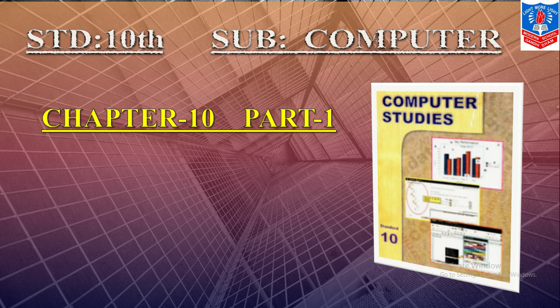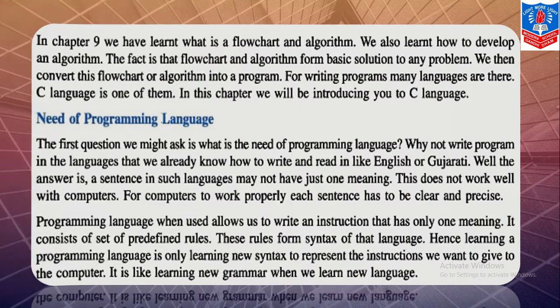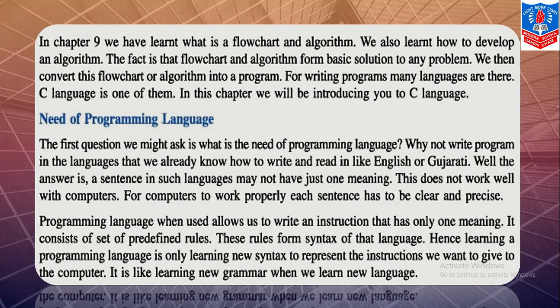Children, today we are going to cover chapter 10, part 1 from our computer textbook. The title of the chapter is Introduction to C Language. In chapter 9 we learned what a flowchart and an algorithm are. You must have enjoyed that chapter, children, and tried a few of the flowchart practice problems. We also learned how to develop an algorithm. The fact is that a flowchart and algorithm form the basic solution to any problem. We then convert this flowchart or algorithm into a program.